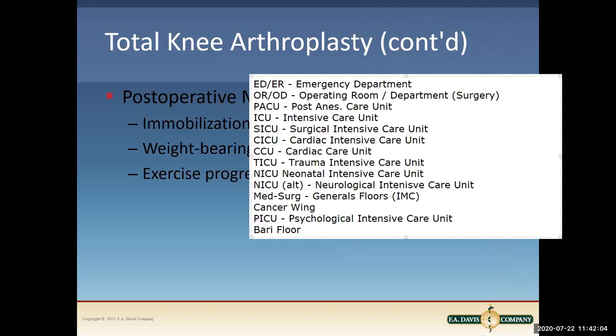But you got to think about that. When you're working with those patients that are larger, you need different equipment, right? So if you're going to the bariatric floor, you got to make sure that you have your bariatric equipment with you because a standard walker is not going to help these people, right? Cardiac intensive care unit or cardiac care unit, you have different equipment you take with them. So that's a quick review of those.